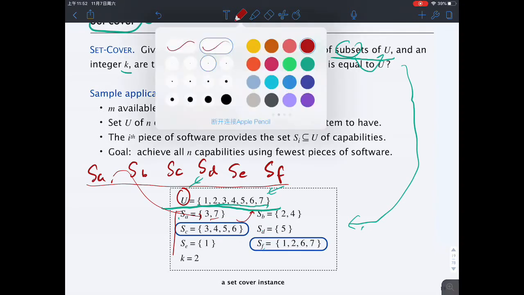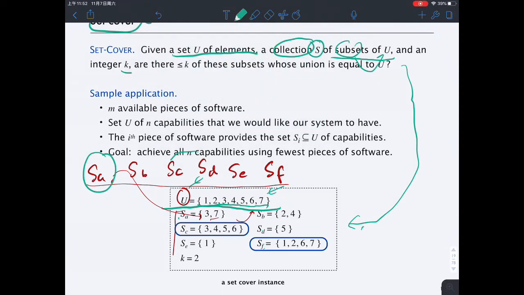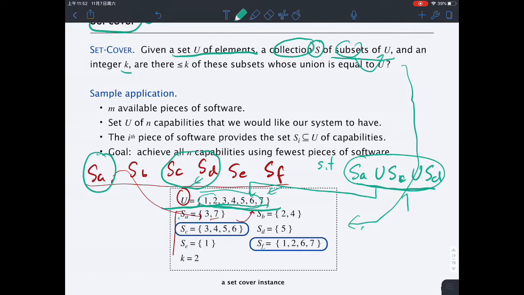My goal is to select some of these subsets, let's say SA, SC and SD, such that when I take the union of these subsets, everything inside this universe is covered, right? In case we choose a collection of subsets that has this property, we call this a set cover. Basically, I want to find a collection of subsets such that when we take the union, it covers everything in U, right?